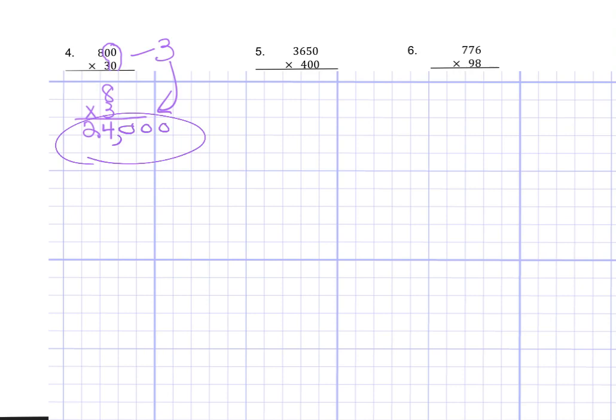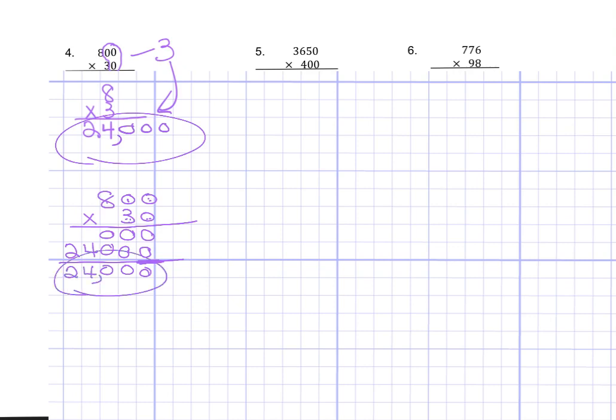Now, what if you wanted to do this the long way? Oh, I thought you wouldn't ask. If I wanted to do this the long way, it's actually not that painful because you have a bunch of zeros. 0 times 0 is 0. 0 times 0 is 0. 0 times 8 is 0. We need a placeholder. Remember the placeholder. Now, 3 times 0 is 0. 3 times 0 is 0. 3 times 8 is 24. Add them. You get 0, 0, 0, 2, 4, and you get 24,000. Either way, get the same answer.